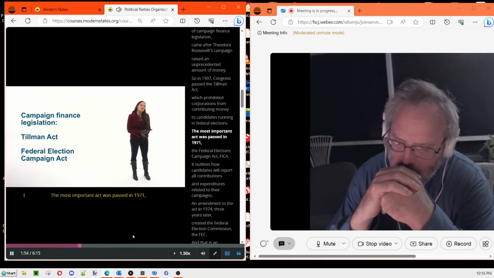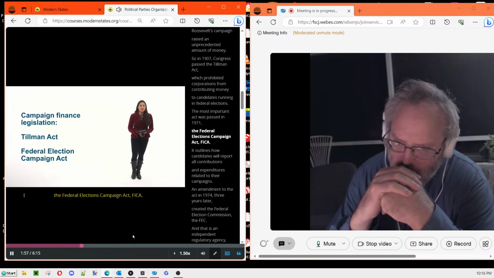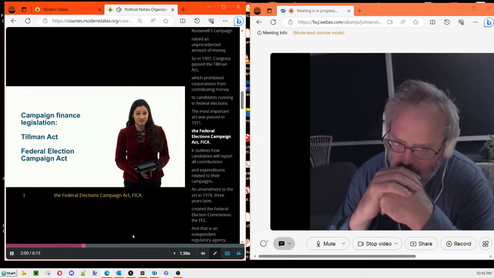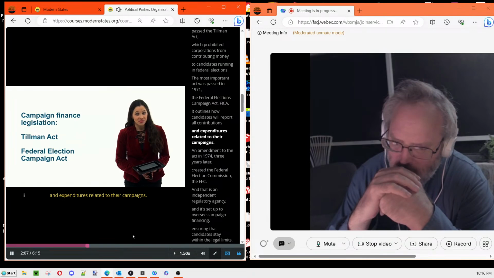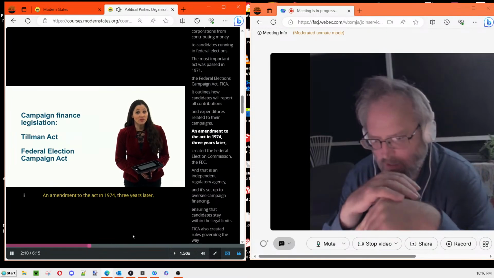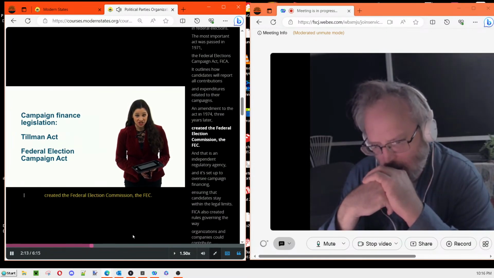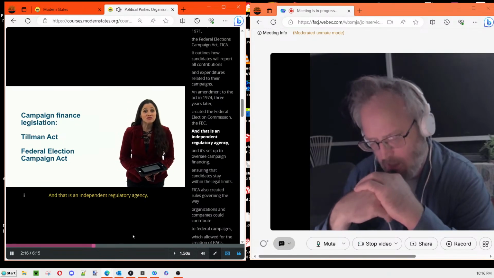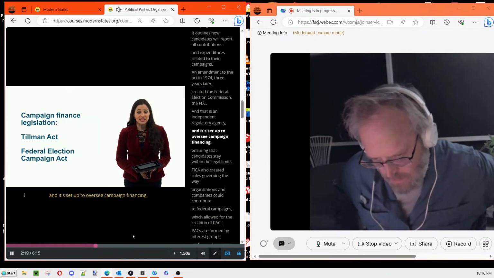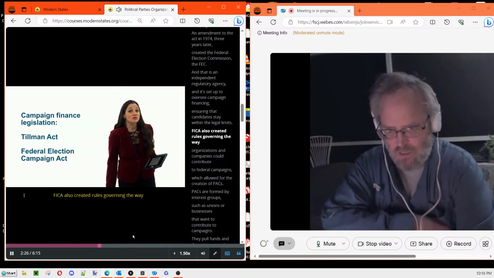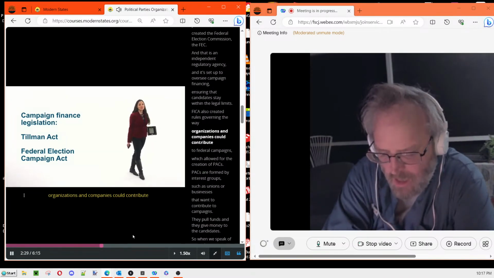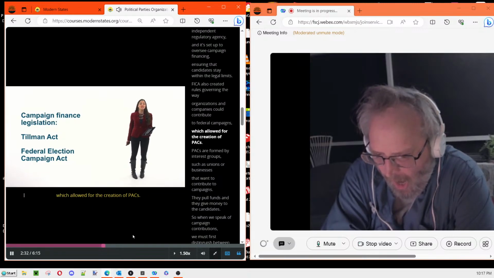The most important act was passed in 1971, the Federal Elections Campaign Act, FECA. It outlined how candidates would report all contributions and expenditures related to their campaigns. An amendment to the Act in 1974, 3 years later, created the Federal Election Commission, the FEC. That is an independent regulatory agency, set up to oversee campaign financing, ensuring that candidates stay within the legal limits. FECA also created rules governing the way organizations and companies could contribute to federal campaigns, which allowed for the creation of PACs.